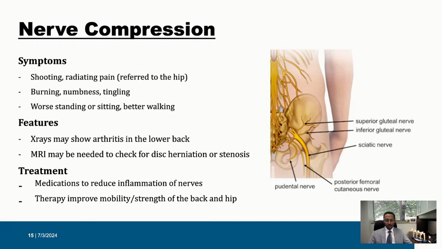These features on the x-rays that we get, you typically may find arthritis in the back. The hip arthritis, there is no hip arthritis typically. The x-rays around the hip are negative or normal. There may be an MRI that checks to see if there's impingement on the nerves in the lower back. So an MRI of a lumbar back may be obtained to check for stenosis or disc herniations that are causing referred hip pain from a spine condition. And ultimately, medications can reduce inflammation of the nerves that are irritated. And ultimately, therapy can also help increase mobility and strength of the back and hip to reduce that inflammation.